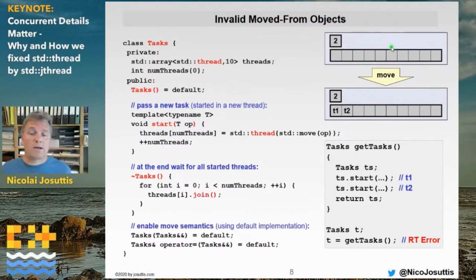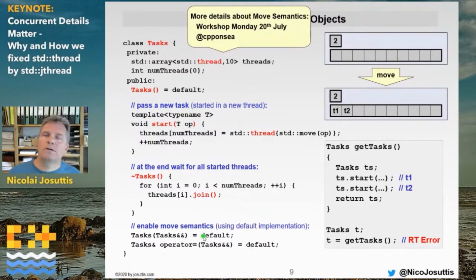So of course you can argue, well, that's something we have to fix by better implementing the move constructor and move assignment operator. Yes, you can do that, but it could be easier. By the way, if you want more details about problems like this with move semantics, you might be interested to watch on Monday my workshop about move semantics, one full day of move semantics, this and other problems.